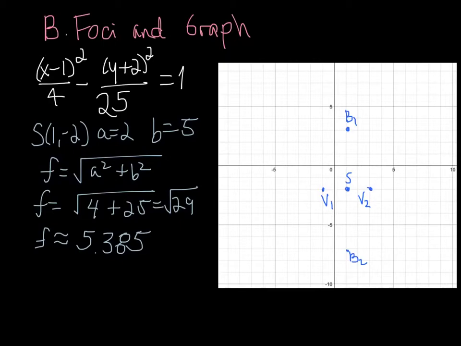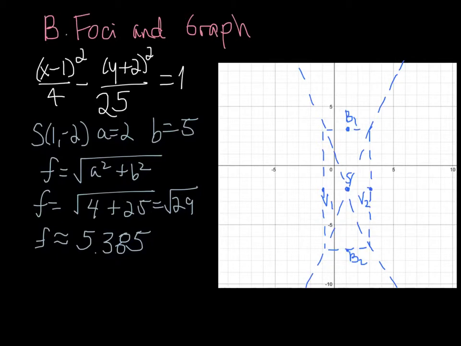Using these points, we're going to draw a little rectangle that passes through the 2 vertices and 2 co-vertices. Then we're going to draw asymptotes that go through each one of the corners of this little rectangle. So this is one of the asymptotes. This is the other asymptote.